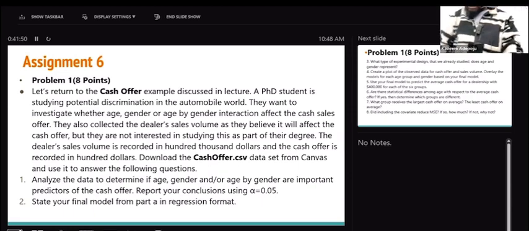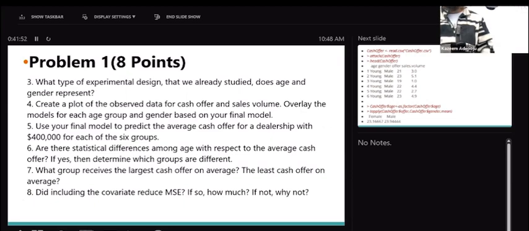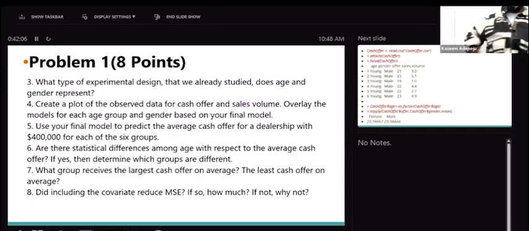Now, what type of experimental design? I'm not going to say it. You already know. I've told you. Number 4, create a plot of the observed data. I'm going to show you the overlay.